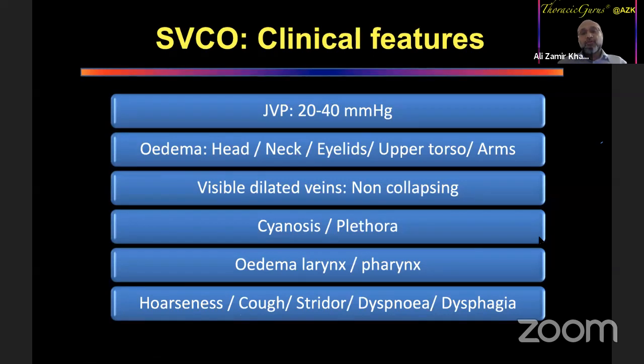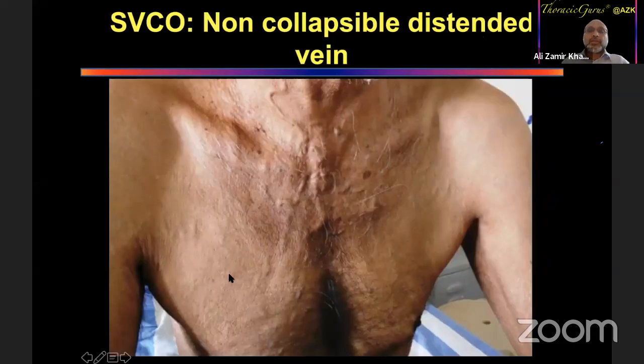There will be evidence of cough, stridor, dyspnea, or dysphagia. All of this sometimes comes because of the presence of the tumor itself rather than SVC obstruction, so it's kind of difficult to know what is causing what. But the bottom line is that the SVC obstruction patient is a very sick patient when they turn up in your clinic. So you really need to act fast.